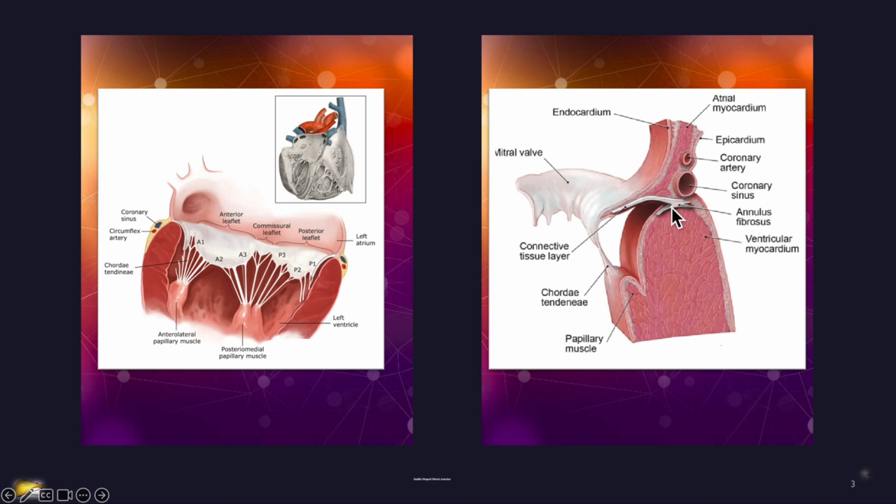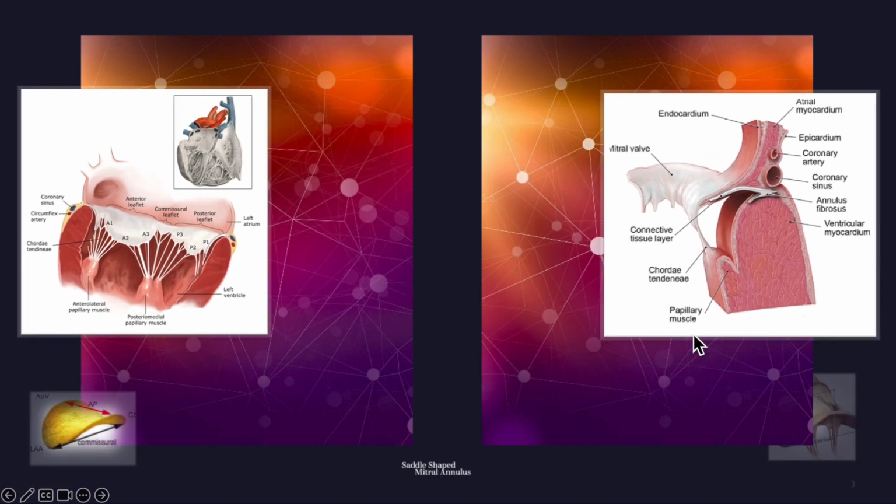Now there is fibrous tissue here which forms the fibrous annulus, and this is where annular calcifications tend to happen. Please notice in this AV groove, you have the coronary sinus and the circumflex artery which go through this place, and these are important landmarks of this sulcus.